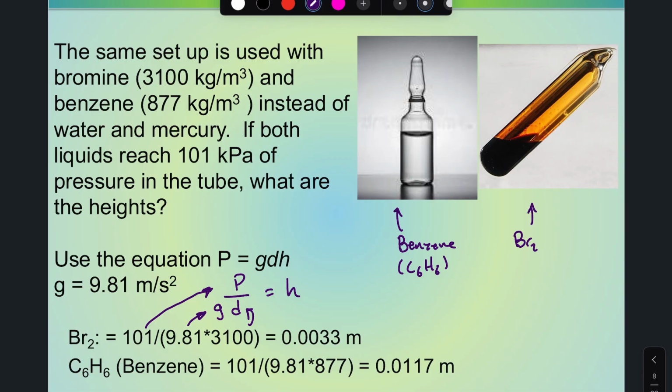So we'll take that, divide it by those numbers multiplied, and we get 0.33 meters for bromine, which is a lower height than for benzene, which is less dense, at 0.0117 meters. And so this again proves that the less dense the thing that you have, the higher it will go in a barometer.